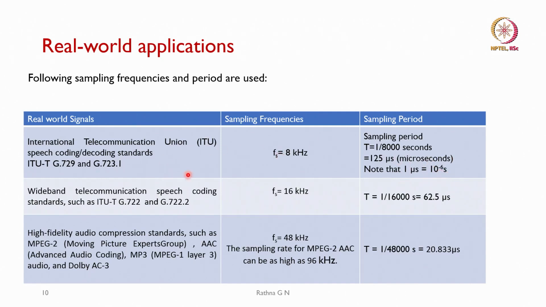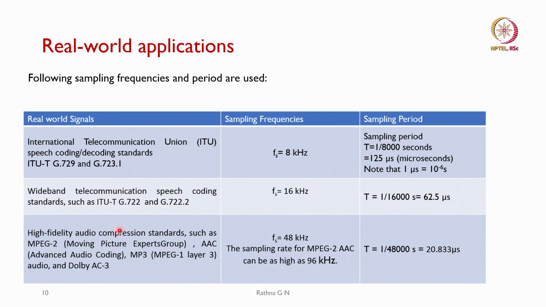The same thing applies if we consider wideband telecommunication speech coding standards such as ITU-T G.722 and G.722.2. Here the sampling frequency is 16 kilohertz, so the sampling period is 1 by 16,000, which is nothing but 62.5 microseconds.